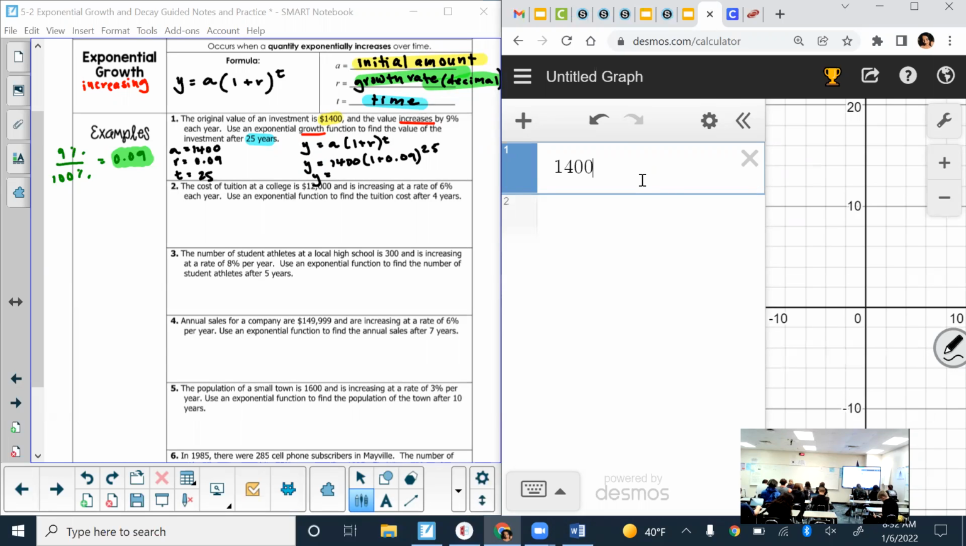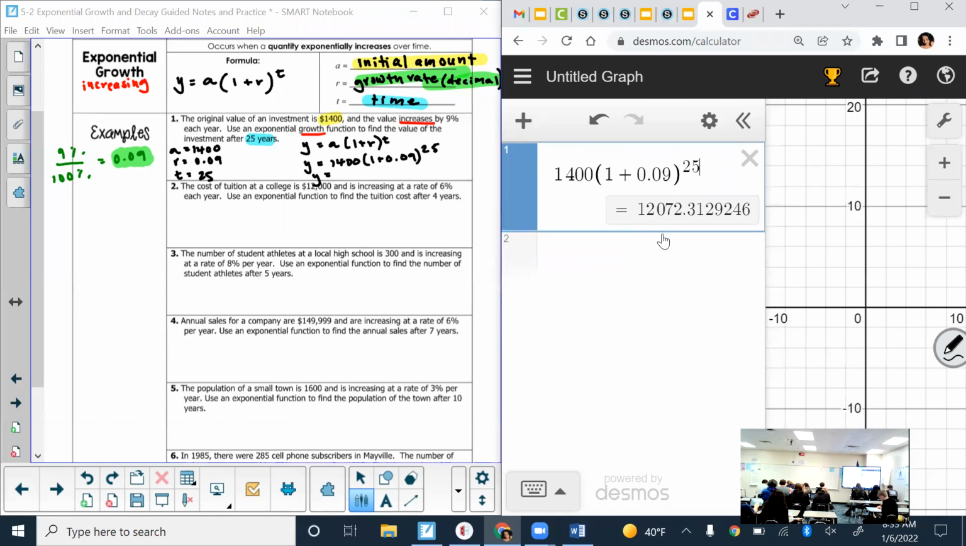So everything to the right side of the equal sign can be entered in the calculator exactly how it looks. So 1400 parentheses 1 plus 0.09 to the 25th power. If you are getting something other than this decimal, then you need to let me know. All right. Nothing worse than the calculator messing it up for you.